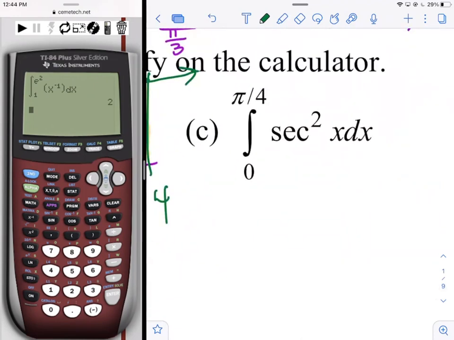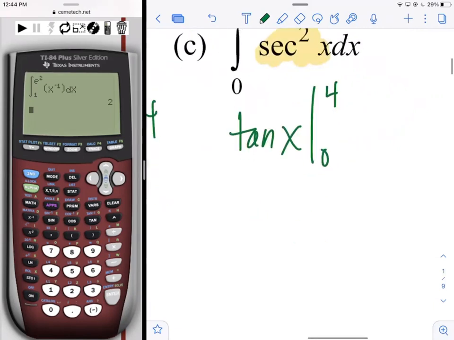All right. Letter C. Integral from 0 to pi/4 of secant squared of x. Do we know the antiderivative of secant squared? We do. What is it? Tangent of x. Do we need the plus c? Nope. We go from 0 to pi/4.